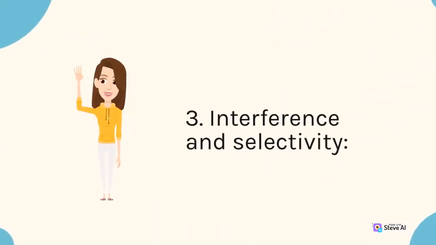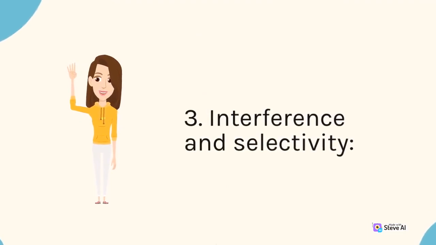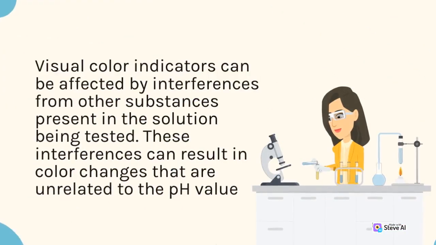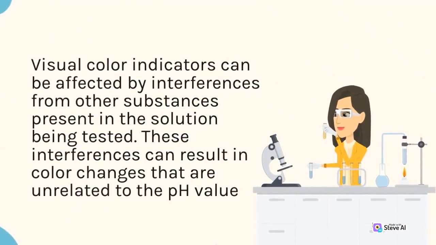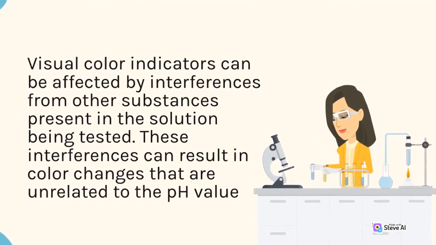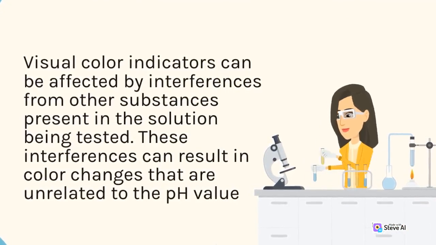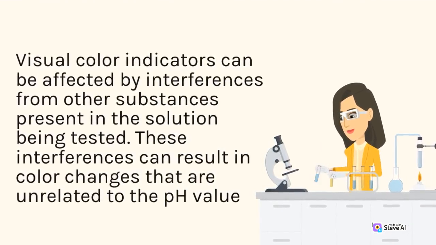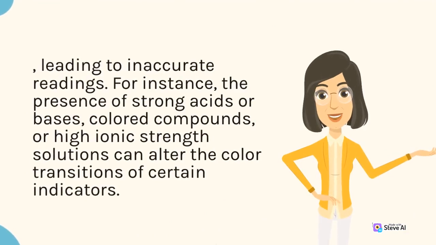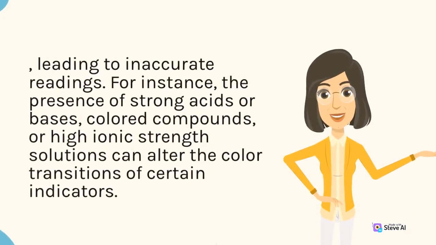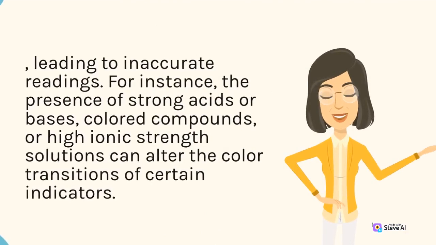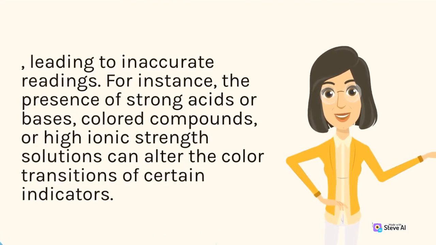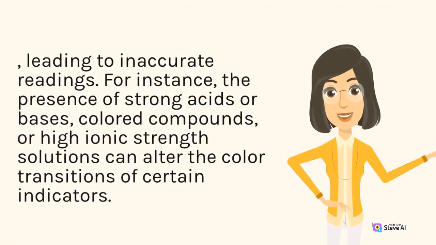3. Interference and selectivity. Visual color indicators can be affected by interferences from other substances present in the solution being tested. These interferences can result in color changes that are unrelated to the pH value, leading to inaccurate readings. For instance, the presence of strong acids or bases, colored compounds, or high ionic strength solutions can alter the color transitions of certain indicators.